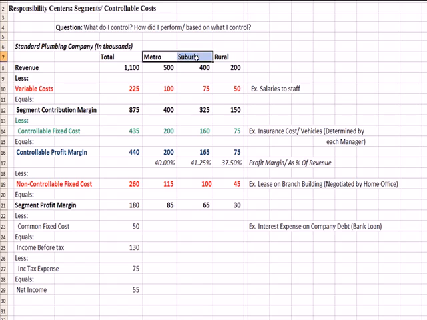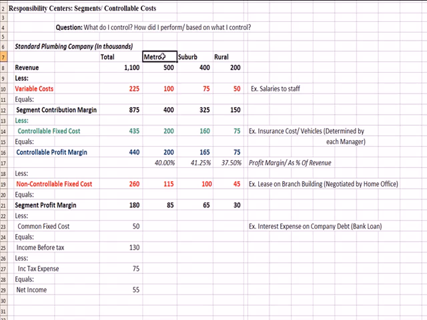We have a metro, a suburb, and a rural division or segment that add up to the standard plumbing company totals. So we have revenue for all three. Then we have a variable cost. For example, salaries to the staff, people who are doing the plumbing, would be a variable cost. And if we subtract variable costs from revenue, we get contribution margins.